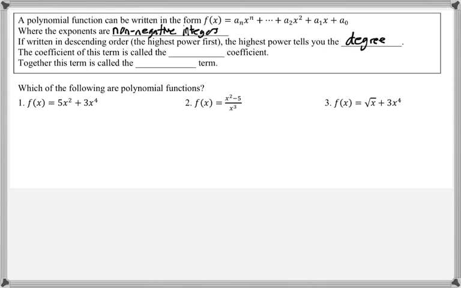The coefficient of this term is called the leading coefficient. That's something that's going to come up. And together this term is called the leading term.